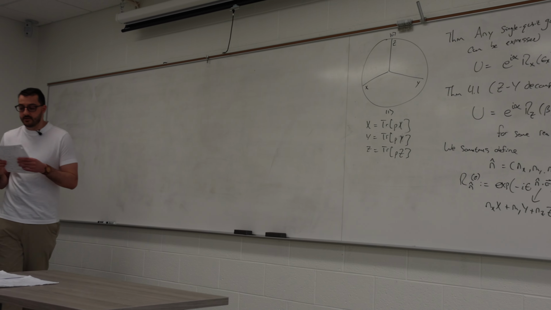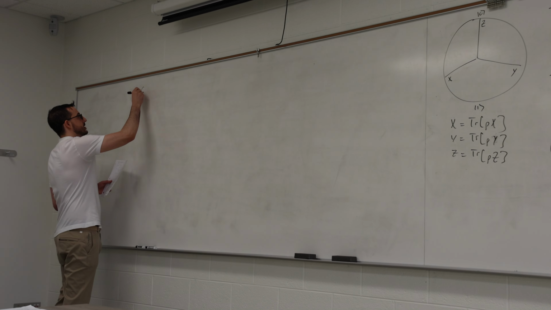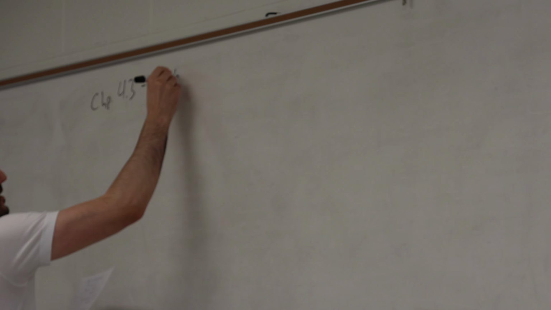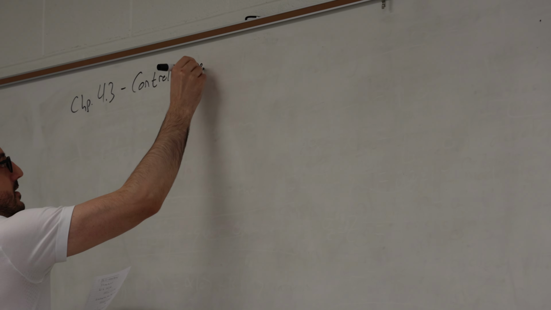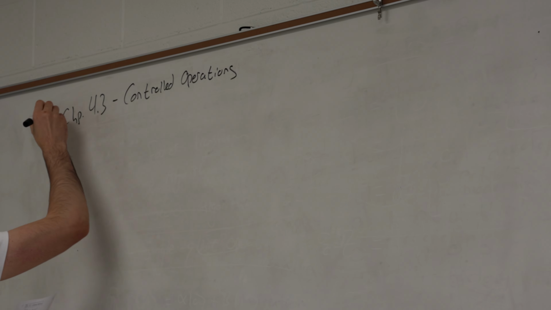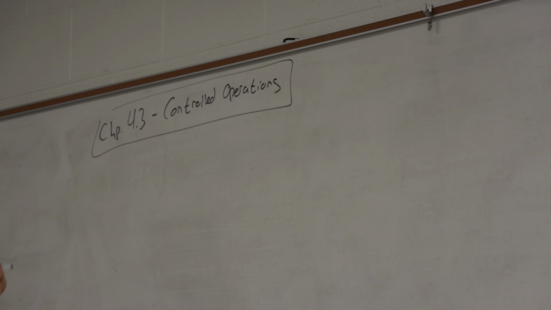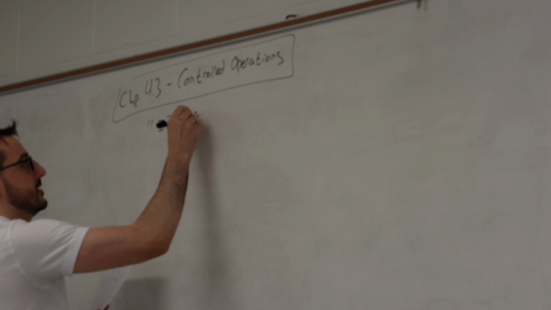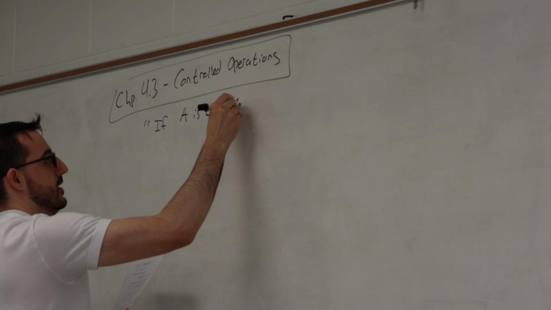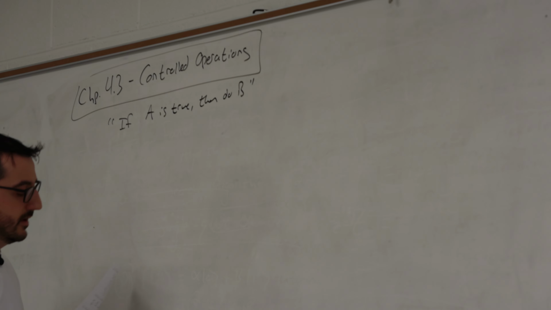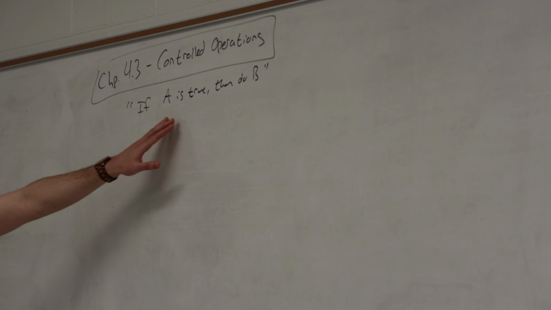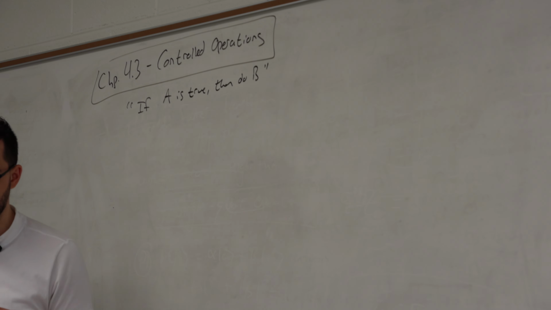All right, so let's continue into multi-qubit operations now, and we're going to start with controlled operations. So chapter 4.3, controlled operations. And we've seen hints of this so far, and we've essentially defined it. What we're thinking about intuitively is a conditional statement. If A is true, then do B. For A being the control bit before, now it's going to be the control qubit, and B being whatever operation that we want to do on what we'll call the target qubit.